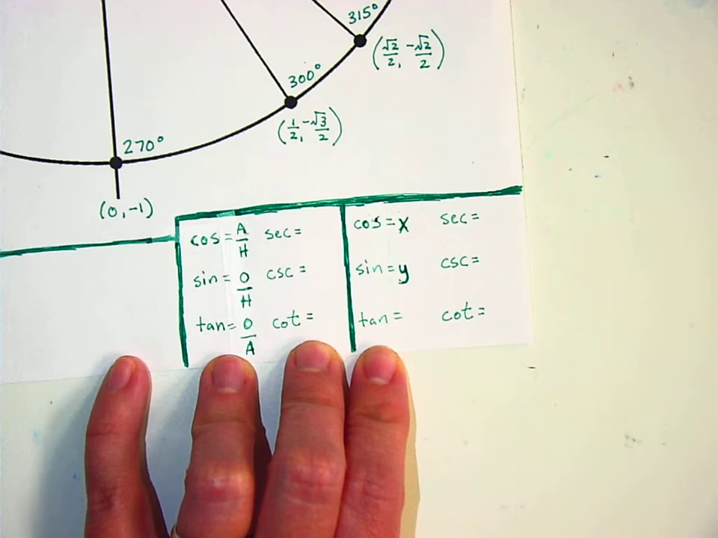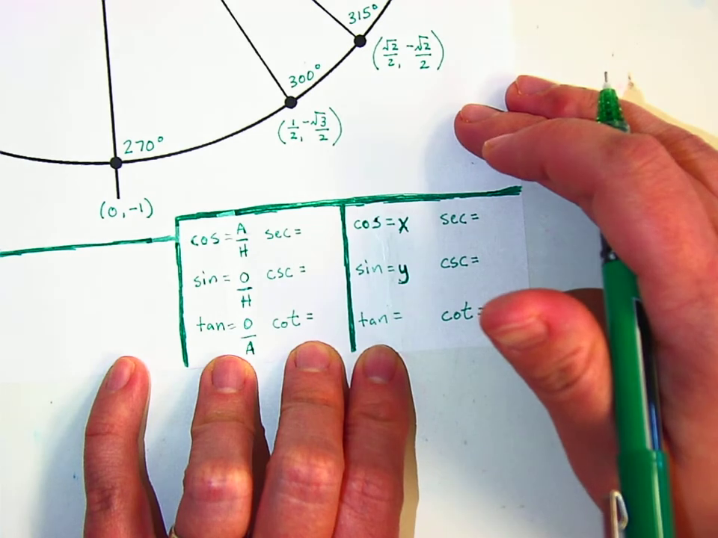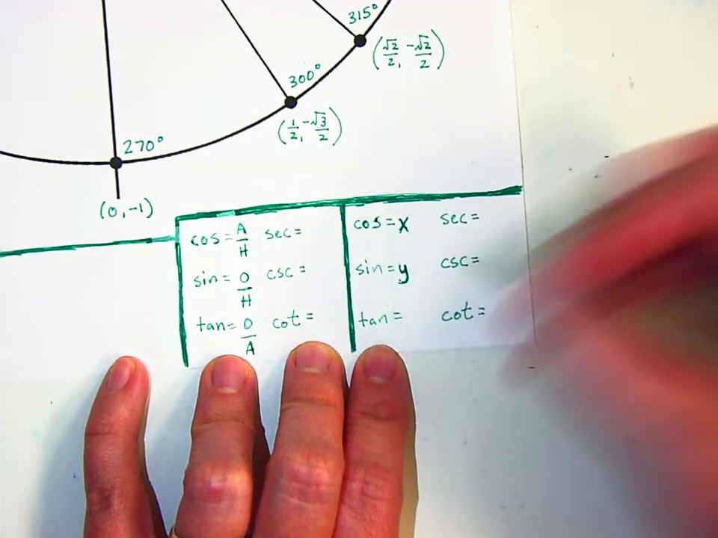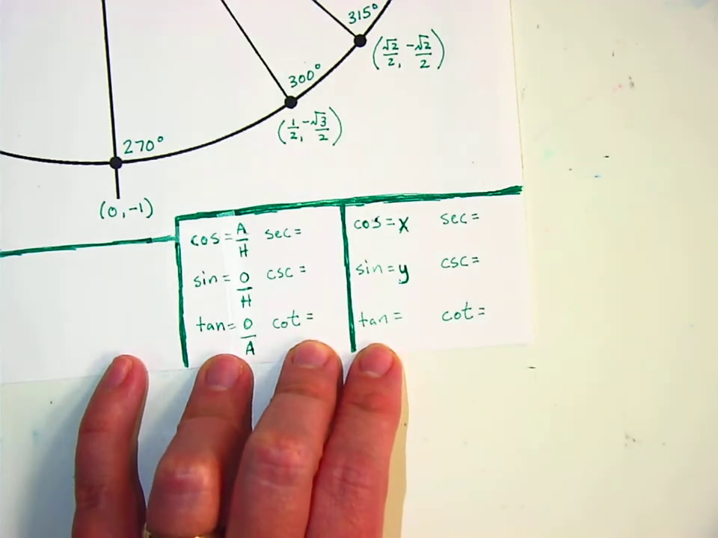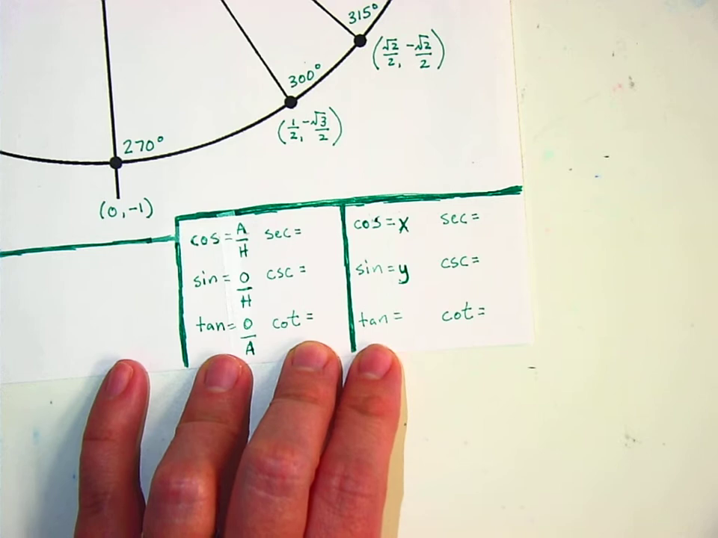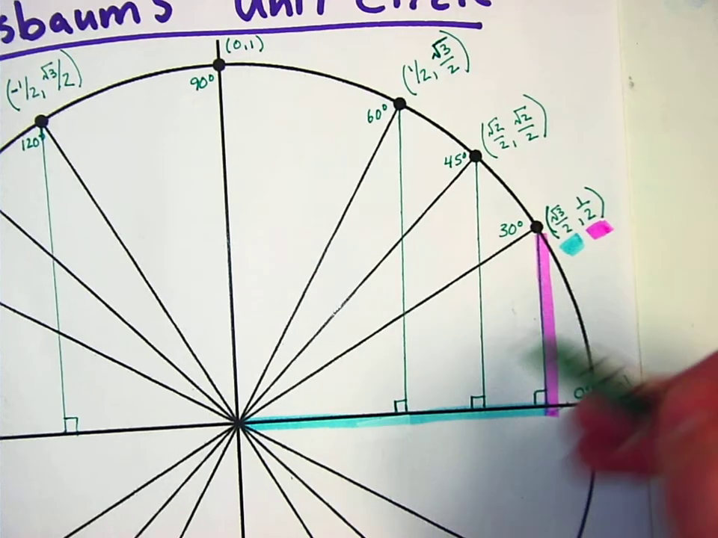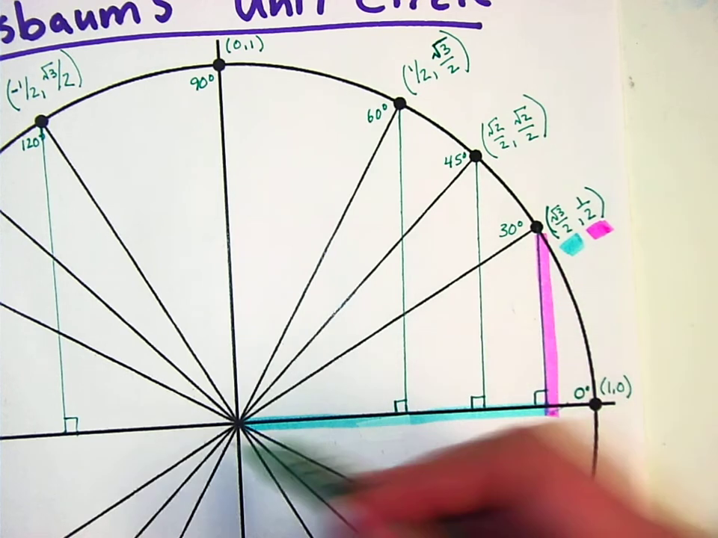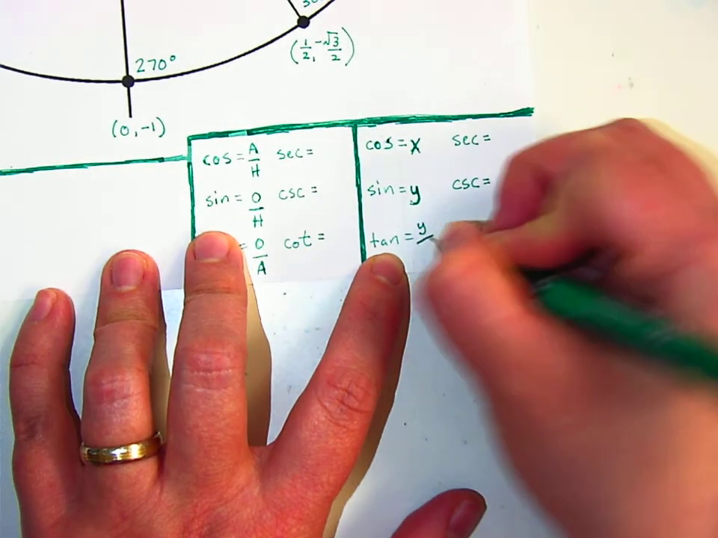Tangent is harder though. Tangent is opposite over adjacent. Can anybody figure out what I should write for this one? This is a really hard question. That's y over x, because it's the opposite over the adjacent. TOA: opposite over adjacent, which is y over x. So this one is y divided by x. Nice job, David.